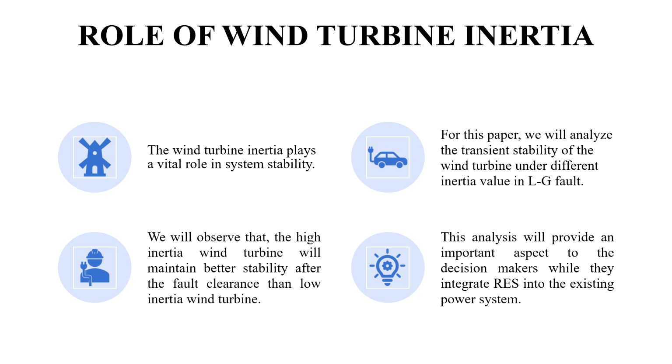This analysis will provide an important aspect to decision makers while they integrate renewable energy sources into the existing power system. The bigger the inertia constant of the wind turbine, the sooner it becomes stabilized, because the bigger the system is, the more time it takes to become destabilized. For example, if there is any voltage or frequency disturbance in the system, the bigger the power source is, the more time it takes to get destabilized. But a smaller system, like a small wind turbine, will get destabilized and take more time to stabilize after the fault clearance, because the inertia constant is less in this case.